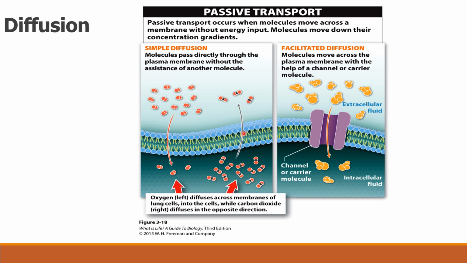Now, if the molecules pass directly through the plasma membrane, we refer to that as simple diffusion. But if the molecules require the assistance of those channel proteins, they need their help to pass through, and we refer to it as facilitated diffusion.